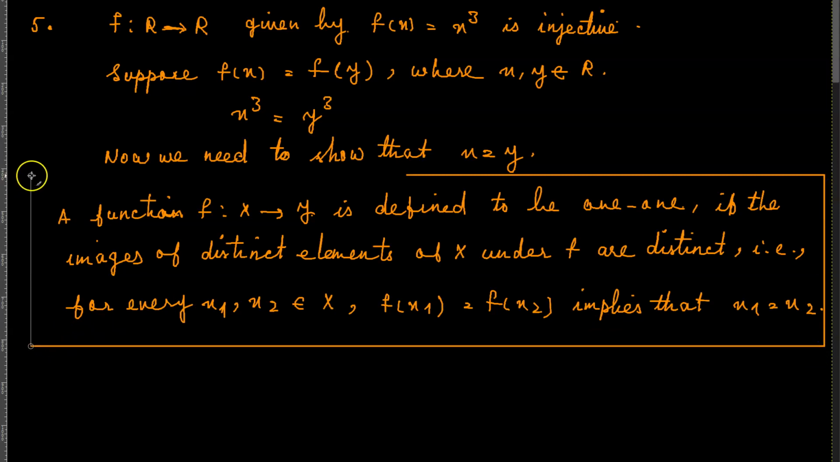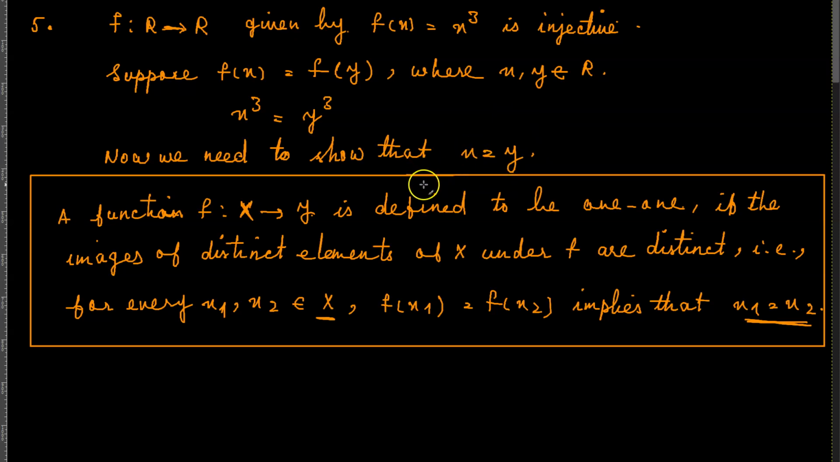And so you can assume that some f of x1 is equal to some f of x2 for some x1 and x2 belonging to the domain of the function, and then you need to show that this implies that x1 is equal to x2. So here we did the same thing. We suppose that f of x is equal to f of y, where x and y belong to R, which is the domain of the function. And f of x equals f of y means that x cubed is equal to y cubed. Now we need to show that x is equal to y, right?